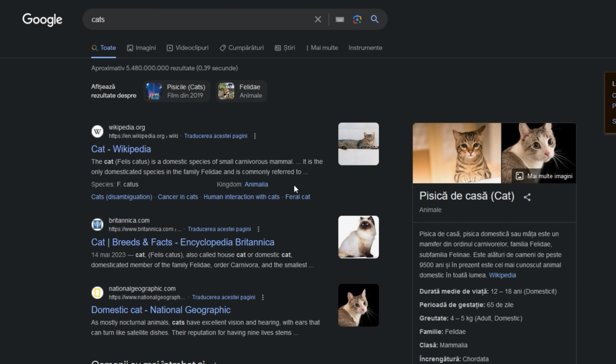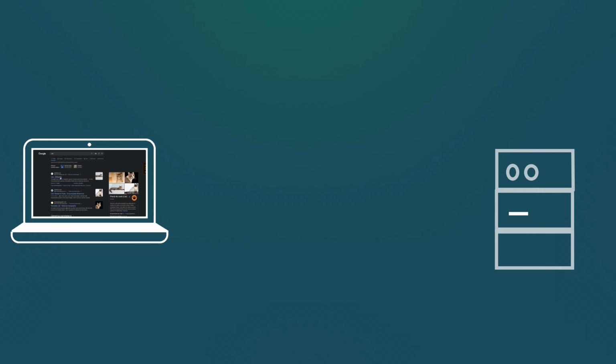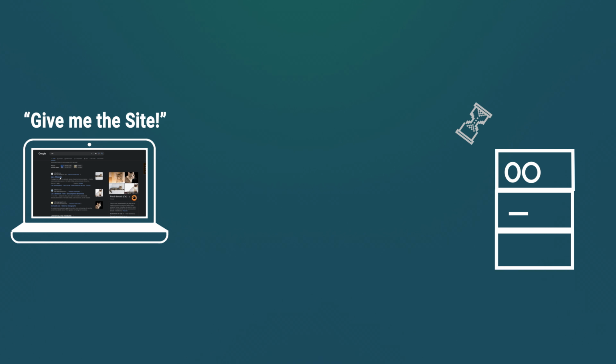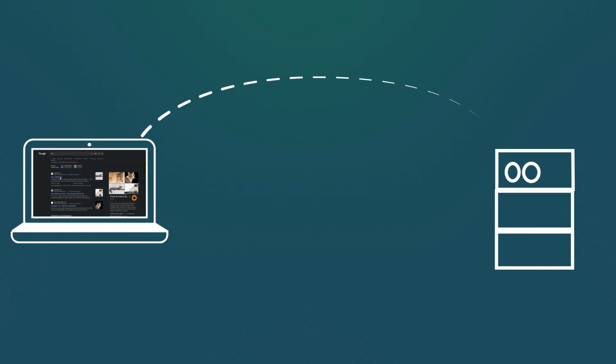So imagine you're browsing the web and you click on a link to a website. The web browser sends a request to the server asking for the web page. The time to first byte is the amount of time it takes for the server to receive, process, and start sending back the requested data to the user's browser.